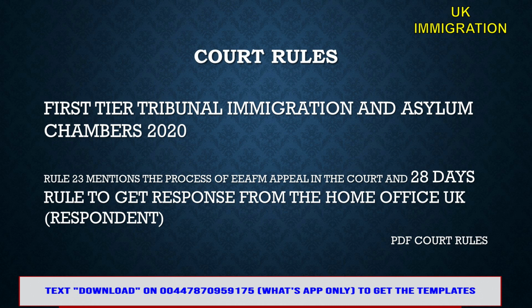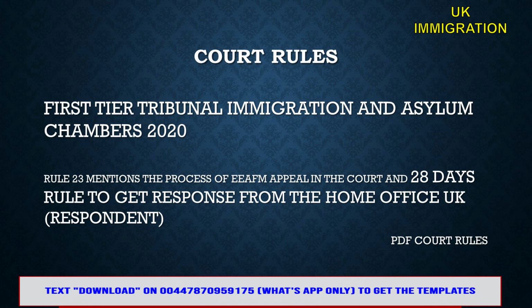And specifically for EEA national appeal, rule 23 is very important. So rule 23 mentions about the process of EEAFM appeal in the court, and also it mentions that the respondent Home Office will have 28 days to respond to your appeal. Because at first instance, you've lodged your appeal, you filed your appeal. So you have then sent your appeal by email to the court.